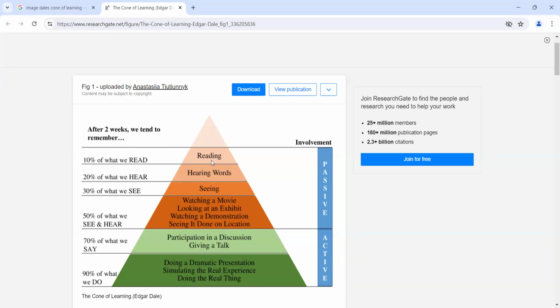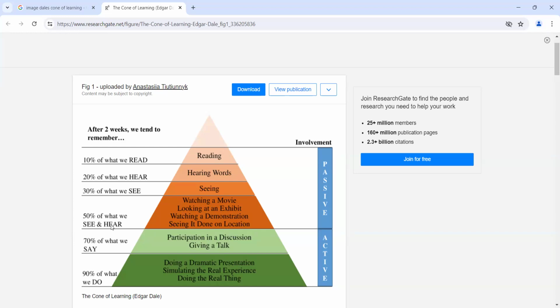Reading. You get them to read and learn. 10% of what they read will be learned or remembered. You get them to listen, hearing words. 20% of what they hear. So in lectures, where the teacher goes on telling, they remember only 20% of what they hear. Seeing, 30% of what they see. Watching a movie, looking at an exhibition, watching a demonstration, seeing it done on location.